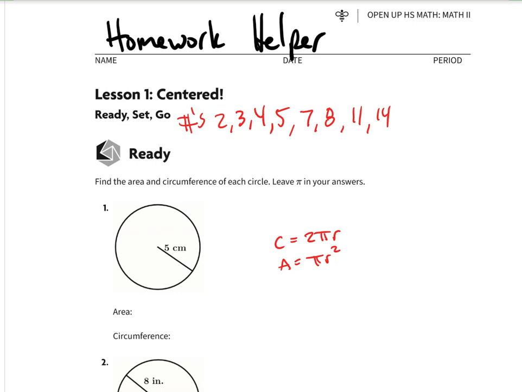Today we're going to be taking a look at Lesson 1 from Unit 7. Let's dive right into the ready question number 2 and 3. So here, this one's asking us for the circumference and radius of each circle. And keep in mind the equations for circumference and area are highlighted there in red.